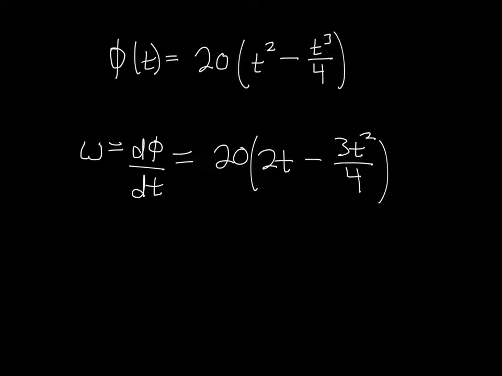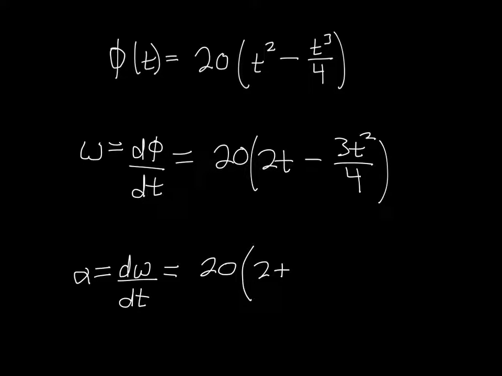Now, if I want to find the angular acceleration, I can do that as well by taking the derivative of the angular velocity. So I take the derivative of my previous equation, and I can find an equation for the angular acceleration. So that's going to be 20 times, our derivative here is going to be 2 minus 6t, divided by 4. Okay, so it's very quick to use calculus to take derivatives to find expressions for the angular position, angular velocity, and angular acceleration for any time that I'm interested in, any time t.